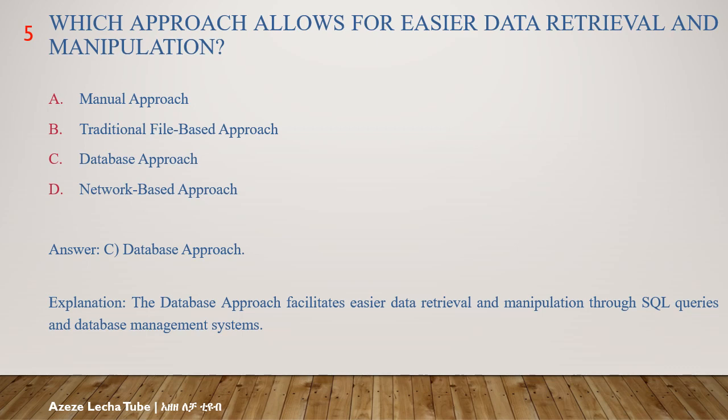Why other options are incorrect? A. Manual approach relies on manual searching through files or documents, making retrieval and manipulation slow and error-prone. B. Traditional file-based approach. Searching through numerous flat files can be cumbersome. Manipulation often requires complex programming or editing individual files. D. Network-based approach. While networks facilitate data access, they don't inherently improve retrieval or manipulation. The underlying data storage method, for example, database, determines ease of use.